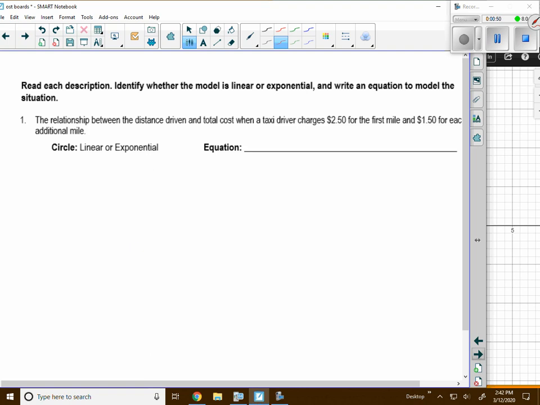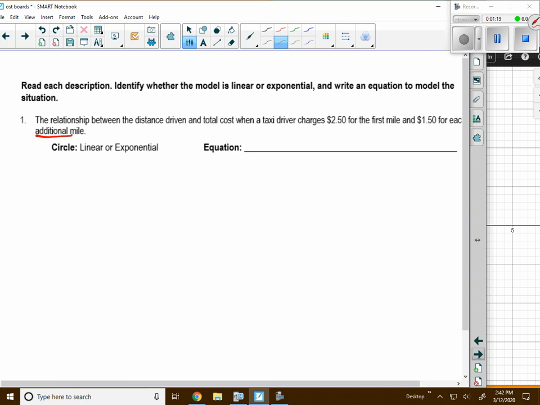All right, number 1 says the relationship between the distance driven and total cost when a taxi driver charges $2.50 for the first mile and $1.50 for each additional mile. So you want to think about what is going to happen over and over again here. When we see the word additional, that means that we're going to add $1.50 every time they drive another mile during this particular taxi service.